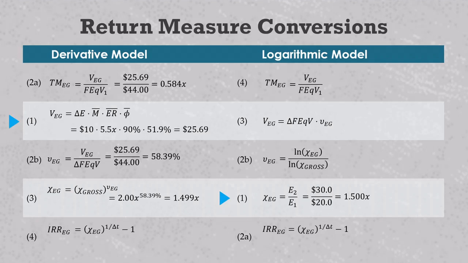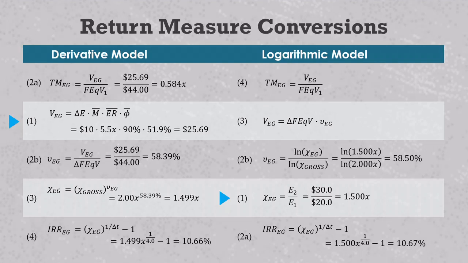The deal has a holding period of 4 years, and because the equity return multipliers under both models are quite close, the value creation IRRs under both models are also quite close. They're within 0.2%. Logarithmic model relative value creation is log 1.5 divided by log 2, which gives us 58.50%.